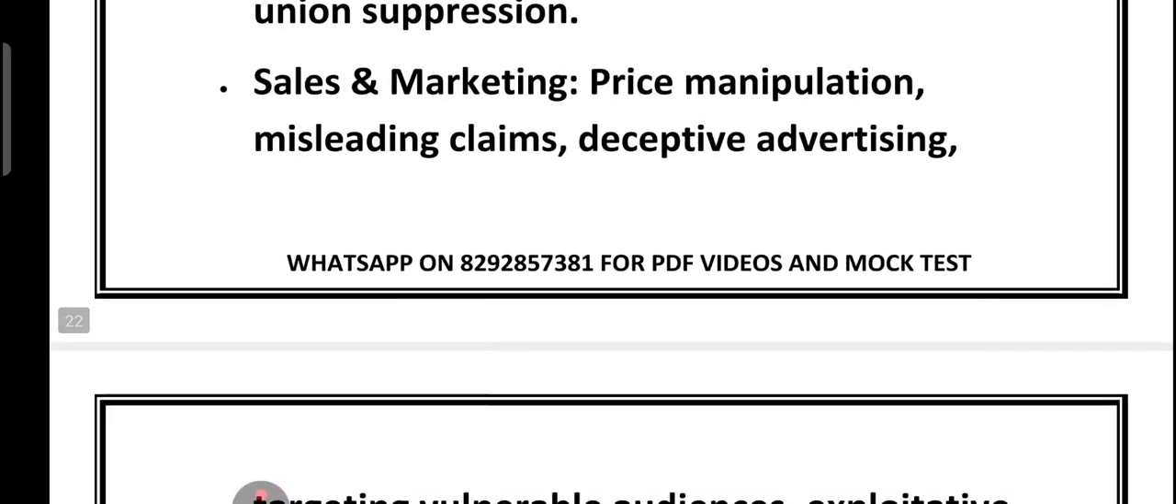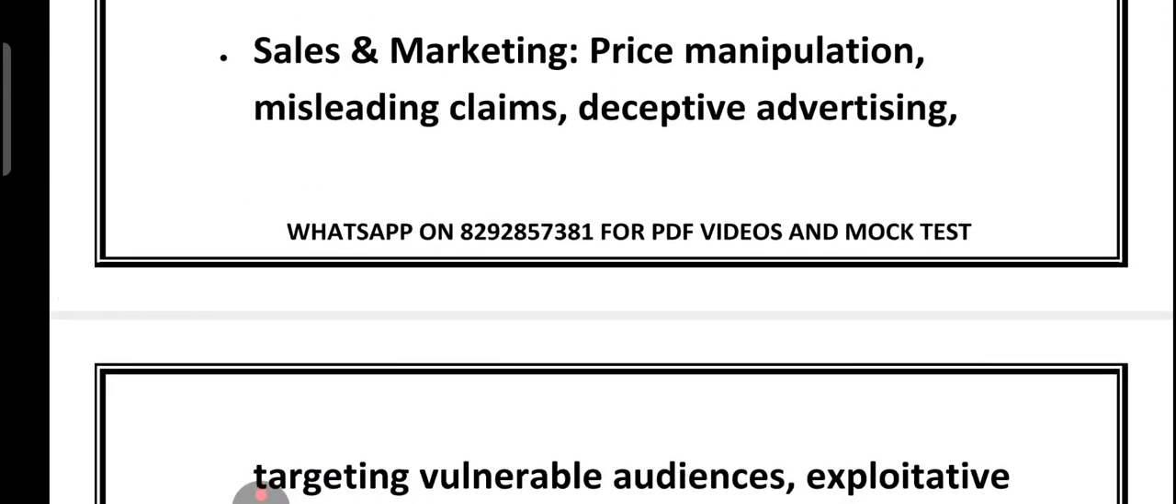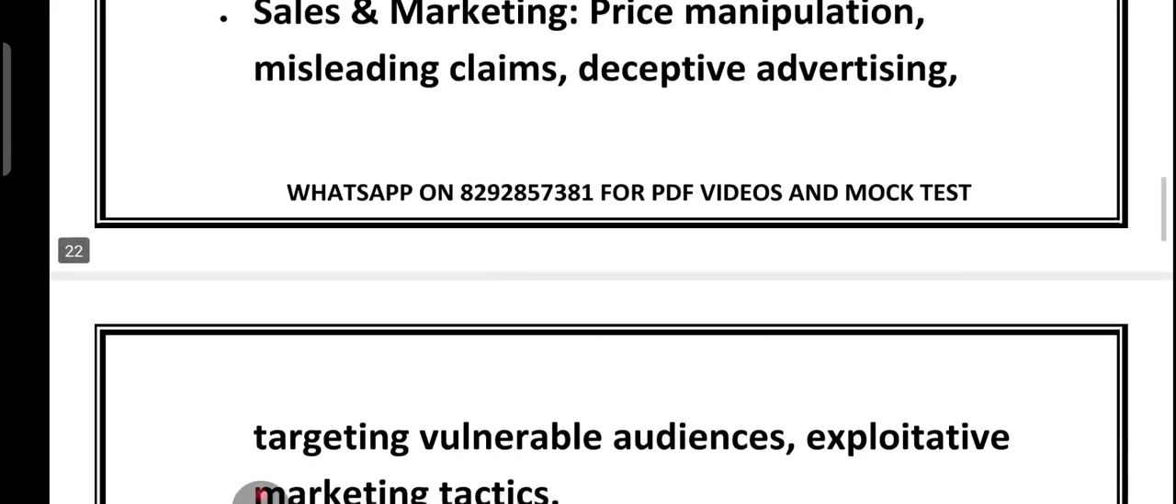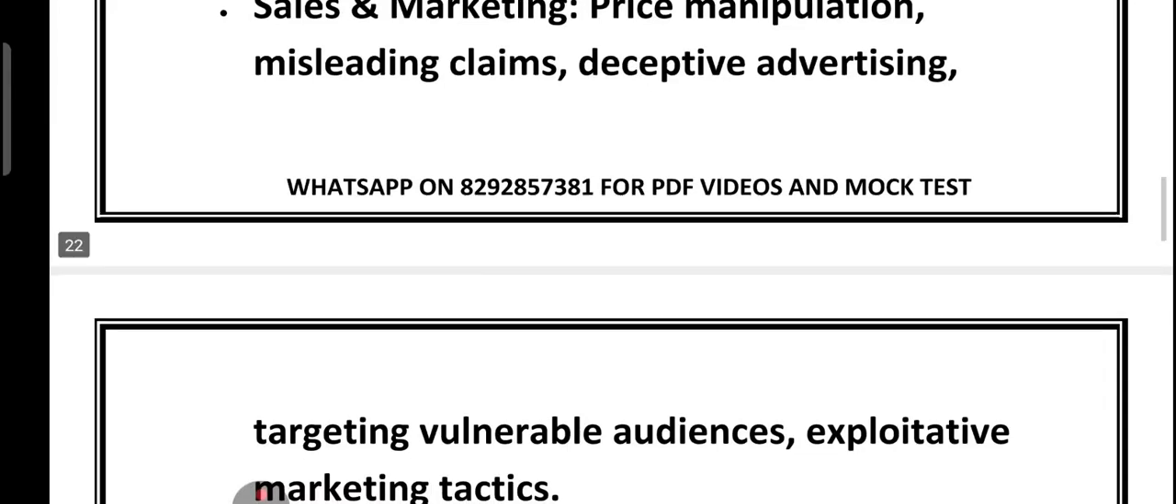Sales and marketing. Ethics in marketing means no misleading claims, no deceptive advertising or targeting vulnerable audiences unfairly. Price manipulation and exploitative marketing tactics are also prohibited.